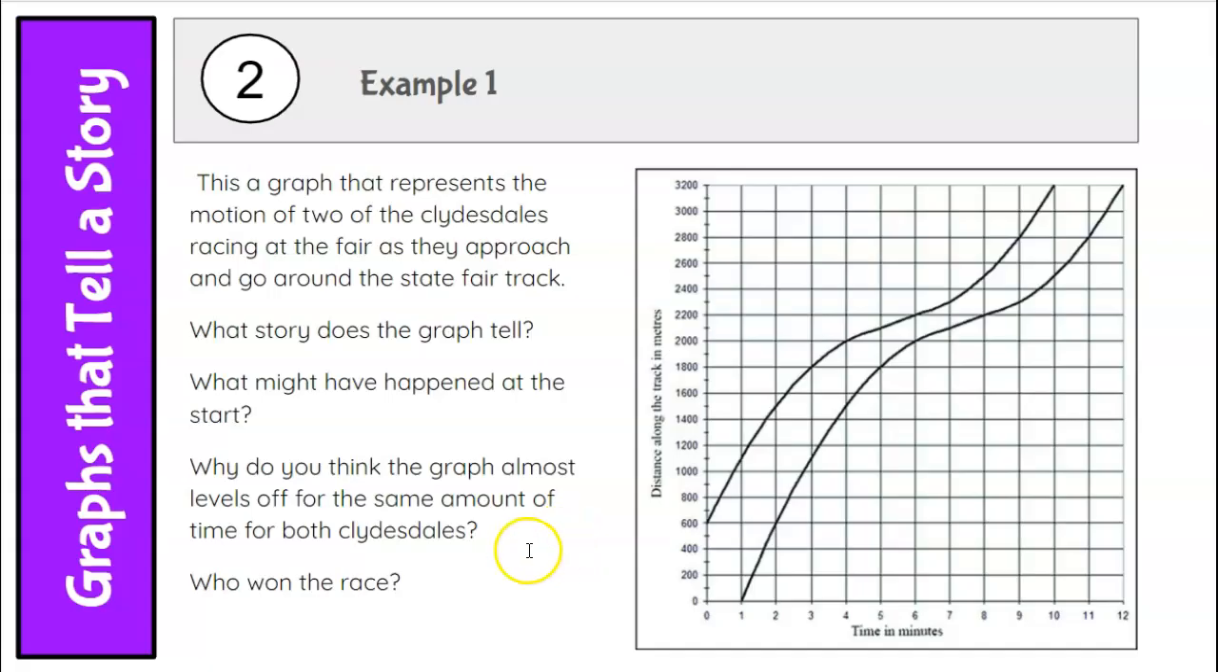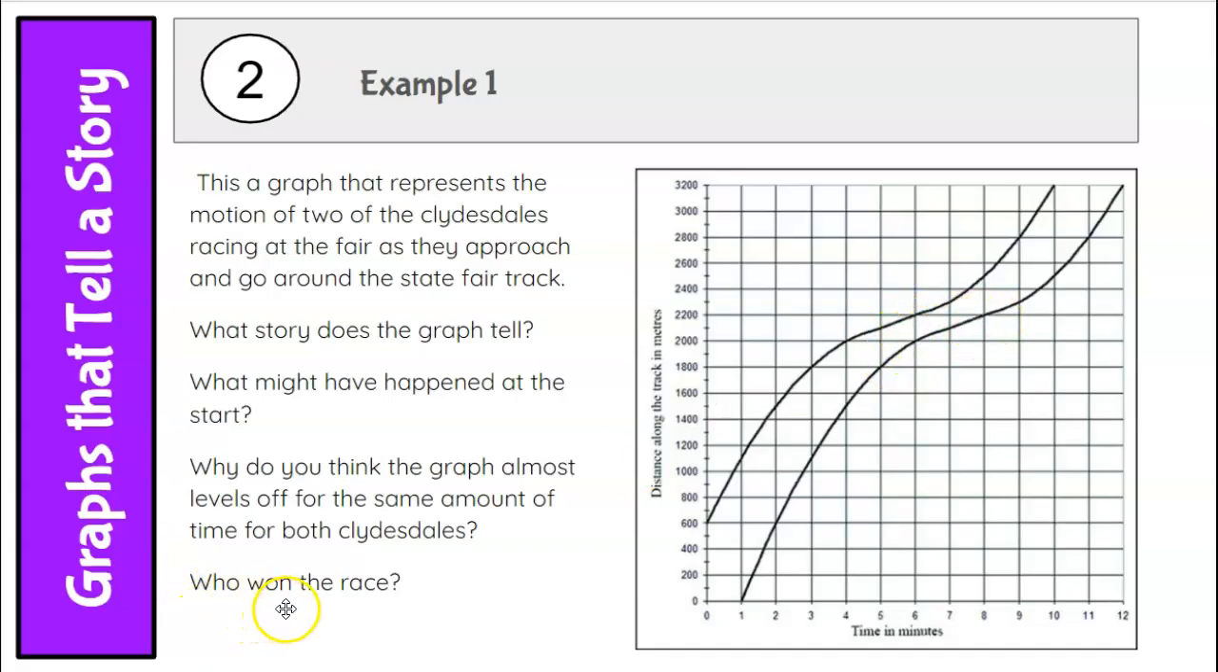The next question here is, why do you think the graph almost levels off for the same amount of time for both Clydesdales? You see here, it levels off. What happens at that leveling off? If you thought about the fact that they're going around a bend, maybe they're going around the circle, and this is where they're going around the circle. They got to slow down a little bit to go around the circle. That's probably what happened here.